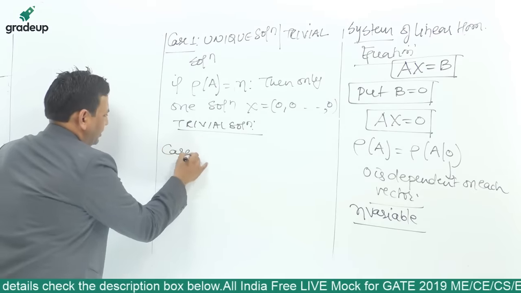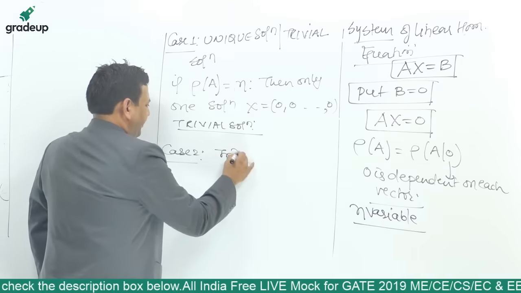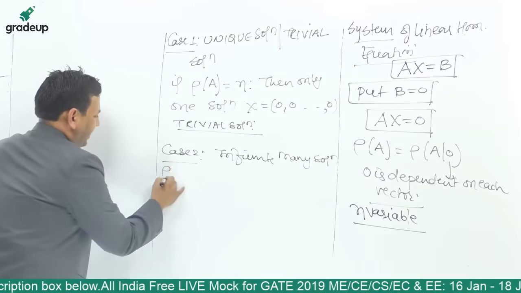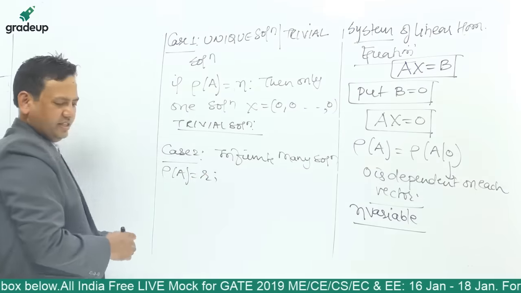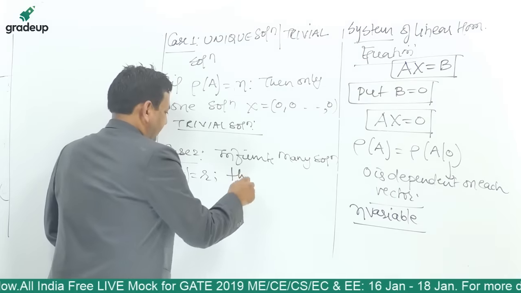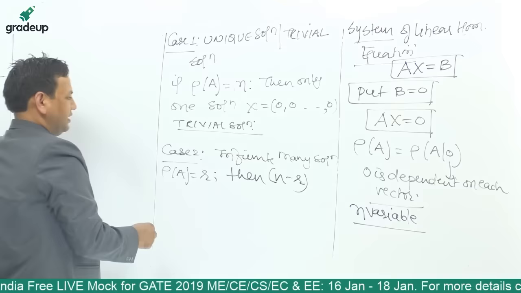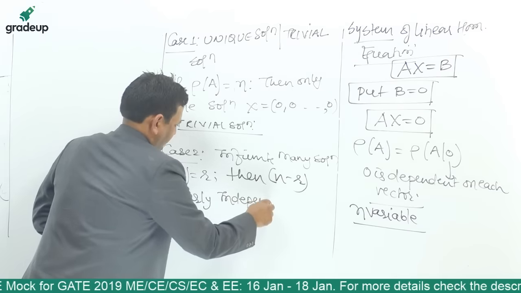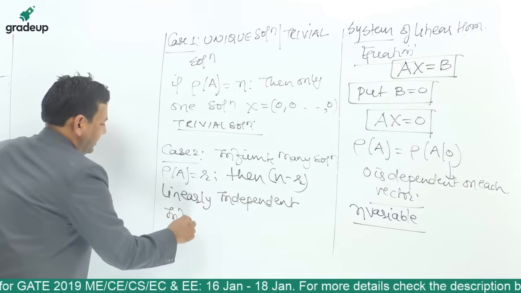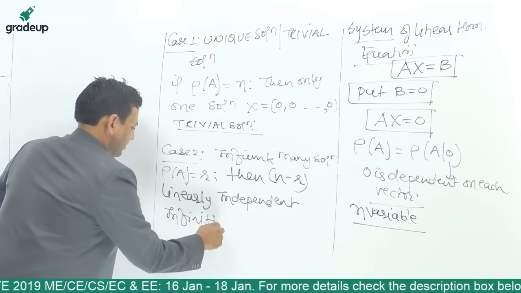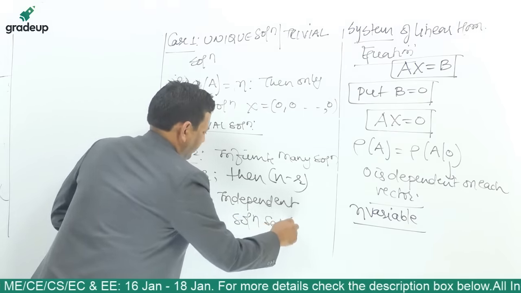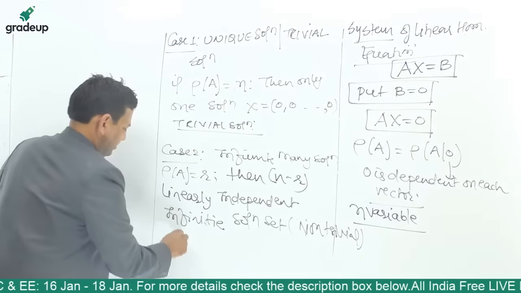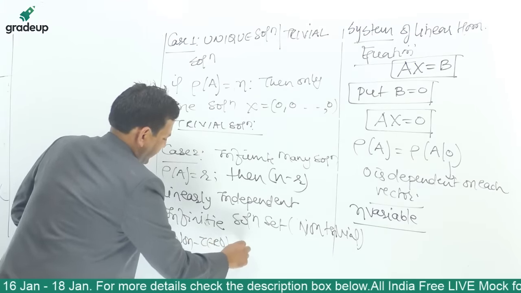But case 2: infinitely many solutions. Here just remember, if the rank of A is equal to r, then n minus r linearly independent solutions exist in the infinite solution set, and these are non-trivial. Non-trivial means non-zero.